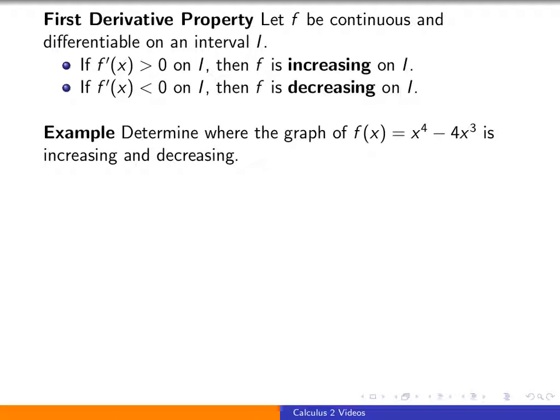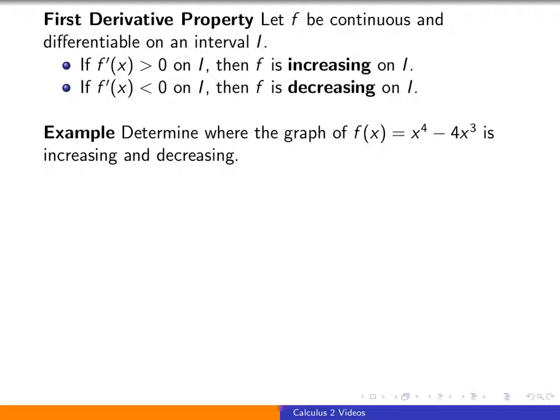In this video, we will investigate how the derivative affects the graph of a function. And there's really two key properties. The first is the first derivative property. What it tells us is that if the derivative is positive on an interval, the function will be increasing there. If the derivative is negative on an interval, the function will be decreasing there.